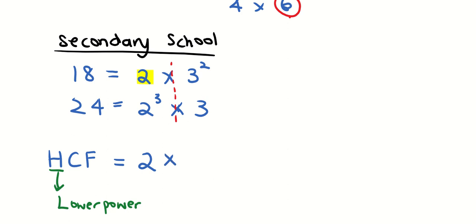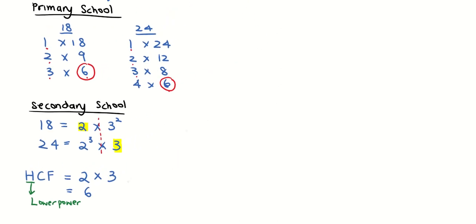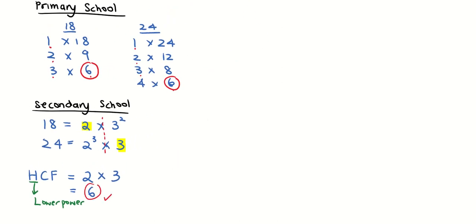Now, look at the numbers 3 squared and 3 in the next column. Who is the lowest? 3. So, I need to have 3 in the highest common factor. Key in your calculator, what is 2 times 3? 6, right? Isn't it the same answer as the primary school method? This is the quick and easy way to find the HCF of two numbers.